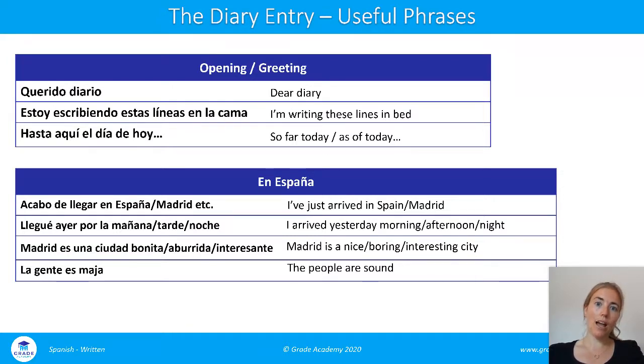Again, we've got a description of a city there, Madrid es. You can apply that to any description of a city or a person. Just make sure you adapt your adjectives accordingly. And there's an example of la gente es maja. The people are sound. You can also say amable, simpática. Remember, la gente is a singular noun, so the adjective also needs to be singular and feminine.